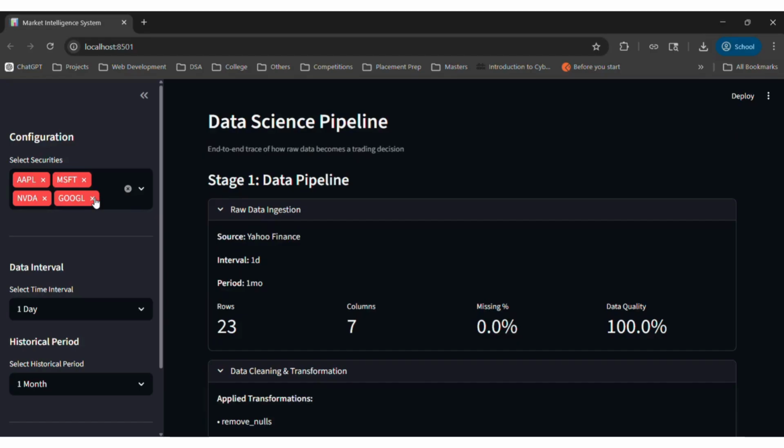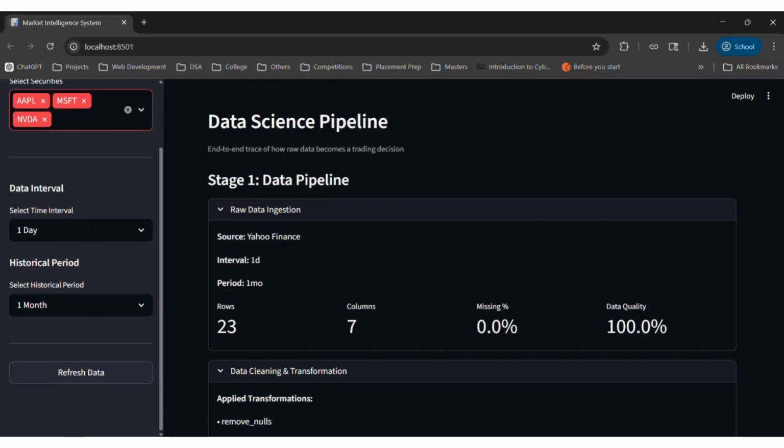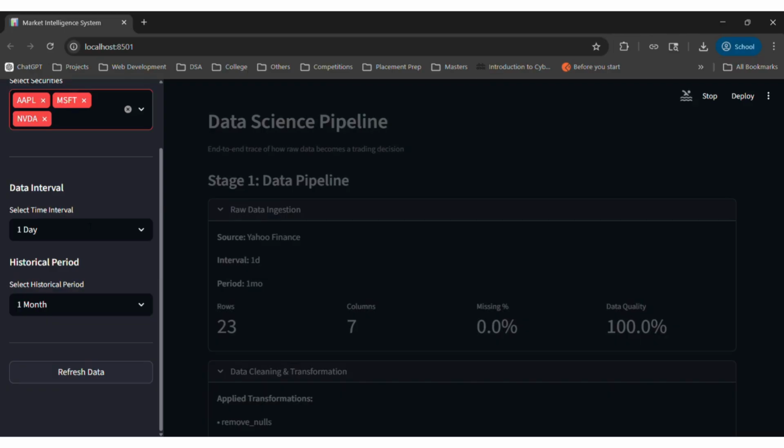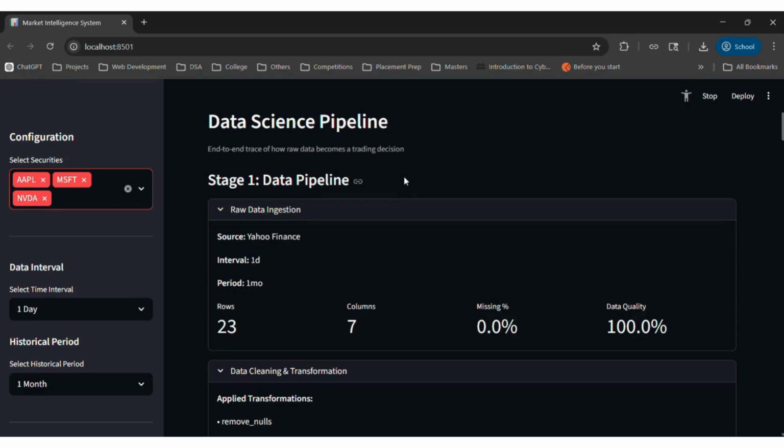Here, the user can select any security, choose the time interval, select the historical period, for example, 1 month, but this is configurable. Why this matters? This flexibility allows custom analysis across different assets and adaptability to different trading strategies.